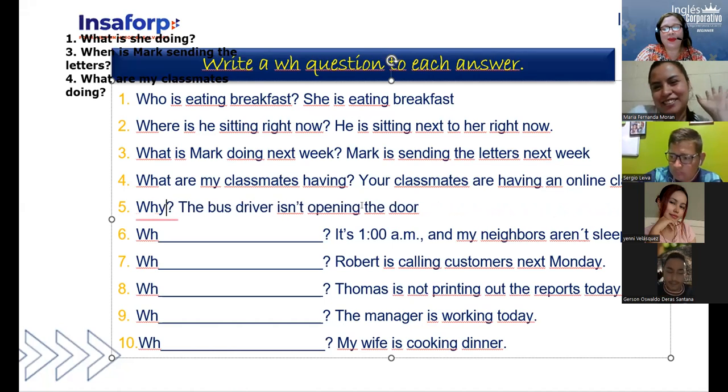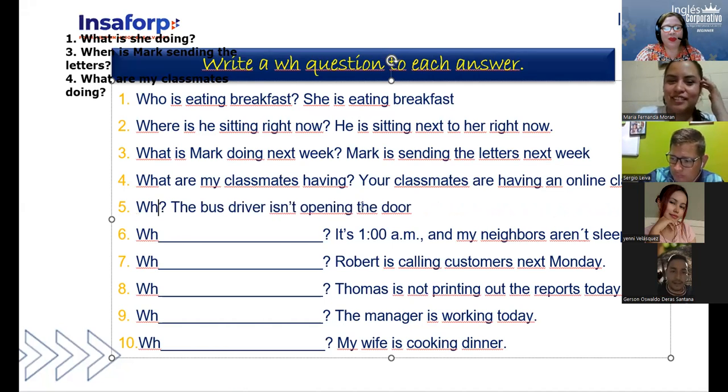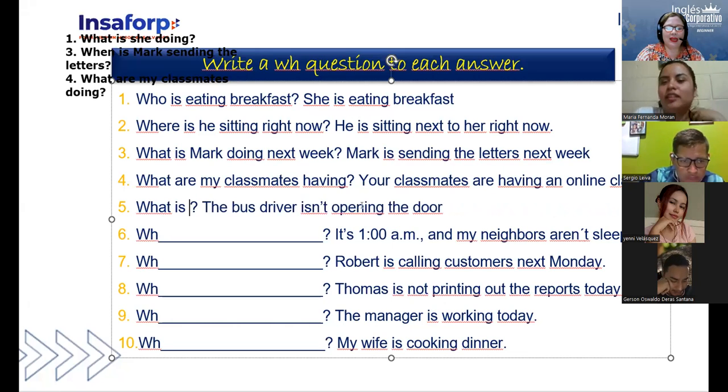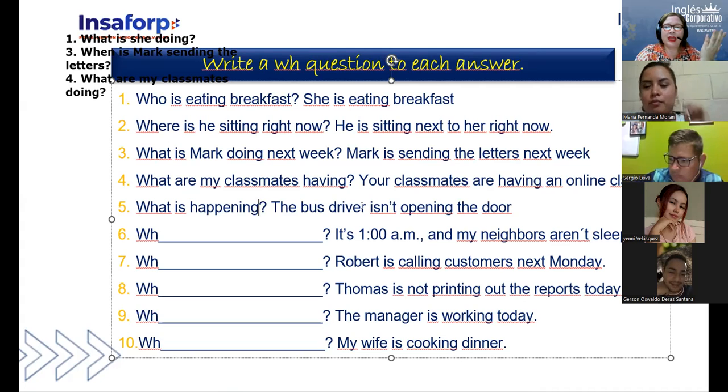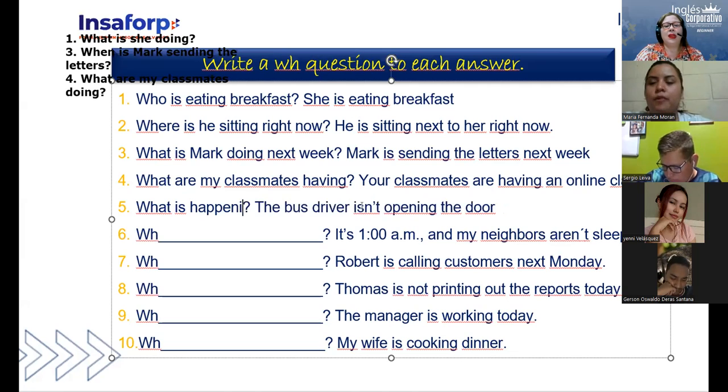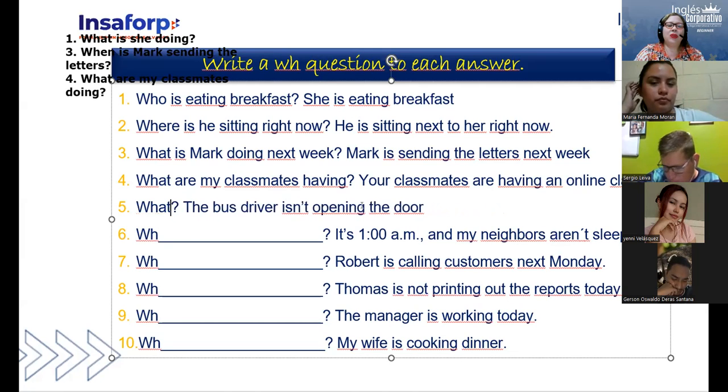Pongámosle, por ejemplo, what is happening? Okay. What is happening? The bus driver isn't opening the door. Okay. What is happening? Nadie se baja, ¿verdad? Por ejemplo, what is happening? The bus driver isn't opening the door. Okay. Si le ponemos otra, inventemos otra.